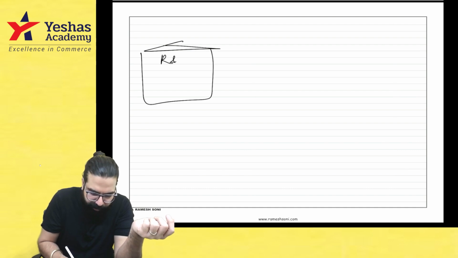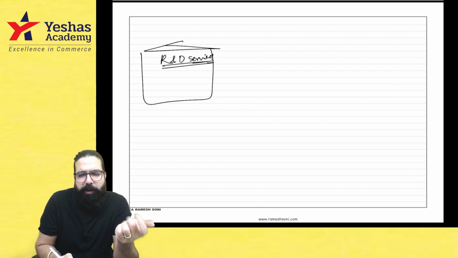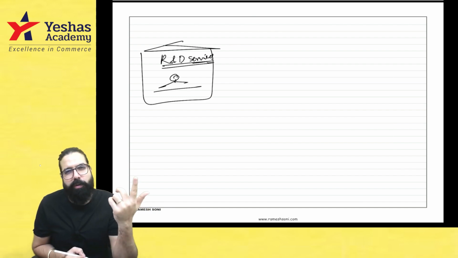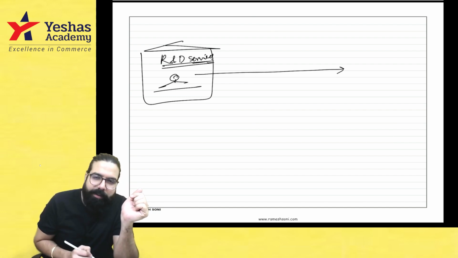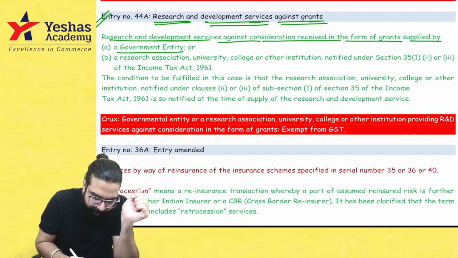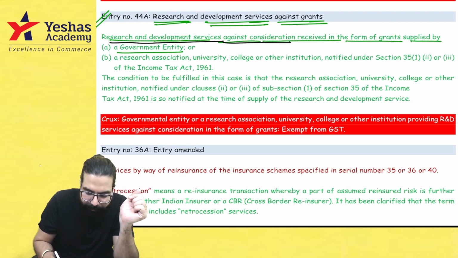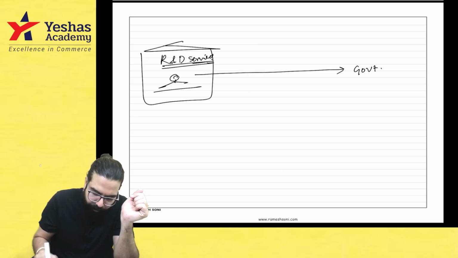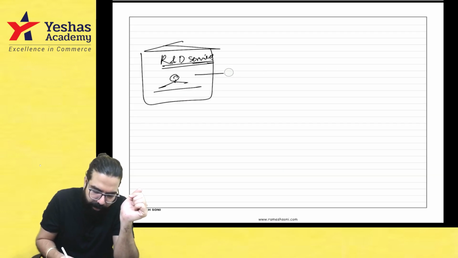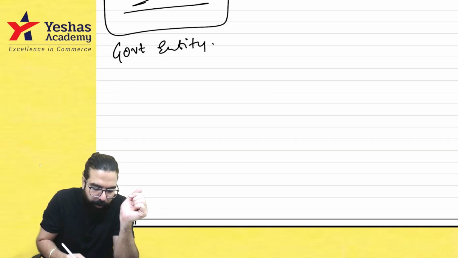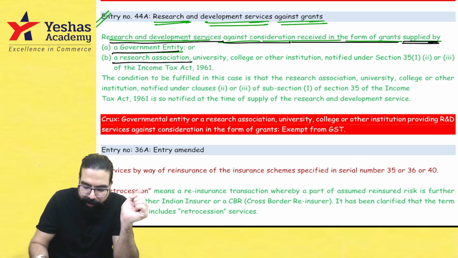Supposing we do R&D services, we are into research and development services. You want medicine-related R&D, we do. We do this R&D, we do that R&D. Supposing I have become an R&D expert, I do research and development. Now, if I am giving services to a governmental authority, and they tell me R&D services against consideration received in the form of a grant supplied by whom? Supplied by a governmental authority. So for an example, I am not giving to a governmental authority, I am a governmental authority, a governmental entity, or I am a research association.